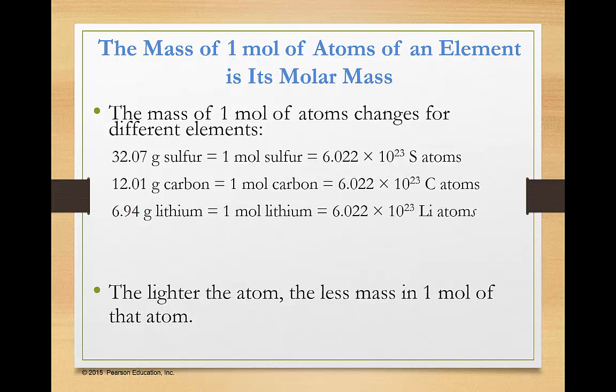You can see a trend here. The lighter the atom, the less mass you have in 1 mole of that atom. Because 1 mole is always the same number, but the smaller the object, the less mass it's going to have. So the higher up you are in the periodic table, the smaller the mass.